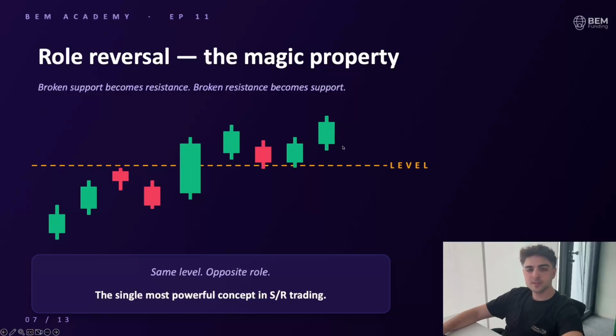Here's the magic property of support and resistance. When support breaks, it becomes resistance. When resistance breaks, it becomes support. But why? Because traders who bought at a support are now underwater. They want out as soon as price returns. That selling pressure creates new resistance. Same level, opposite role. This is the single most powerful concept in level-based trading.